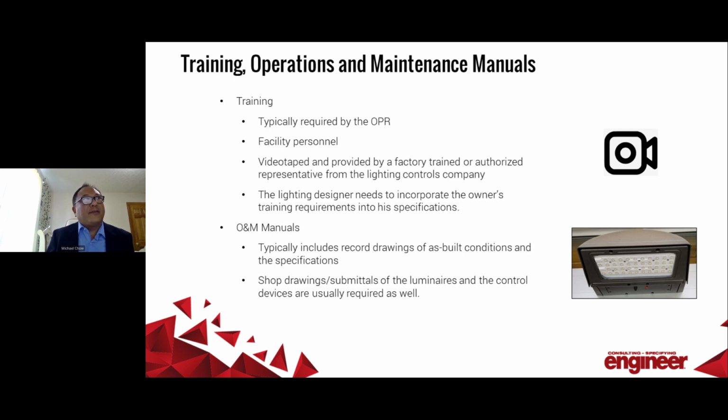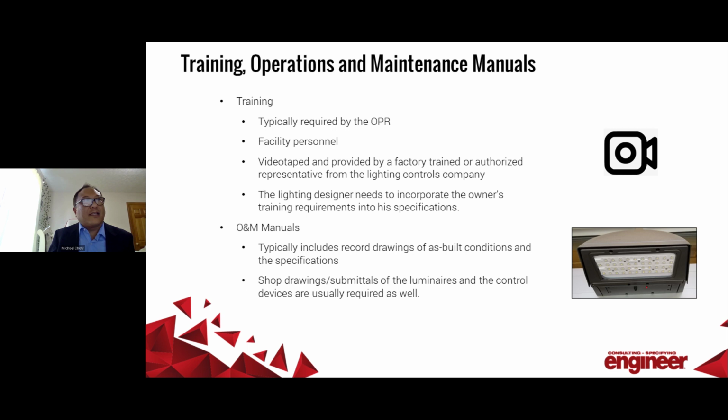Training, operations, and maintenance manuals, a lot of times this gets overlooked as we work on more and more complex lighting design and control strategies. The facilities personnel really need to be trained on how these things operate. For example, some occupancy sensors have adaptive technology. What that means is that it may take them a couple of days before they get the calibration tuned, and the facilities personnel, if they're not aware of that, may be replacing those sensors thinking there's something wrong with them. So these are ideally videotaped and provided by a factory trained or authorized representative from the lighting controls company. And this is usually covered in the specifications to do this training.